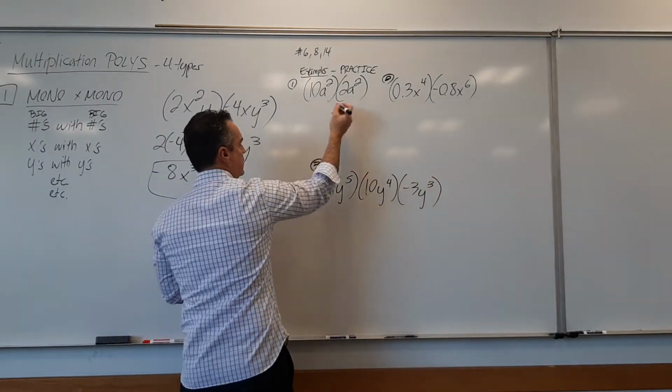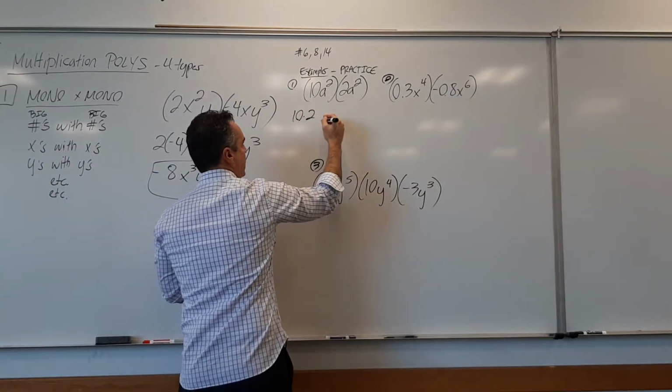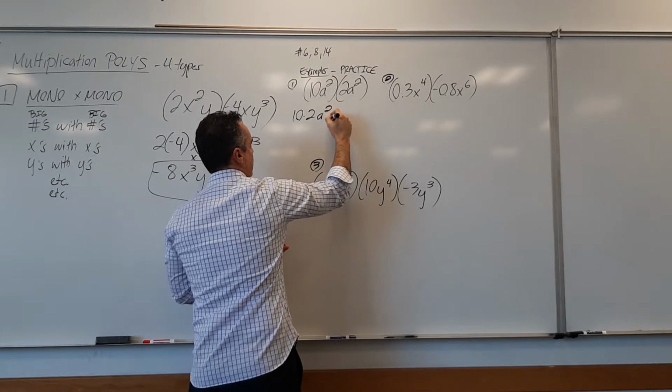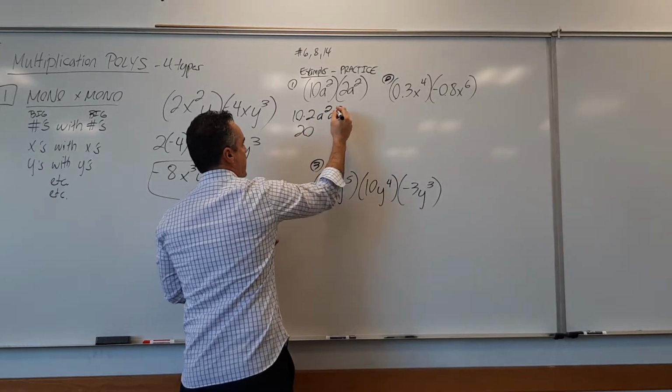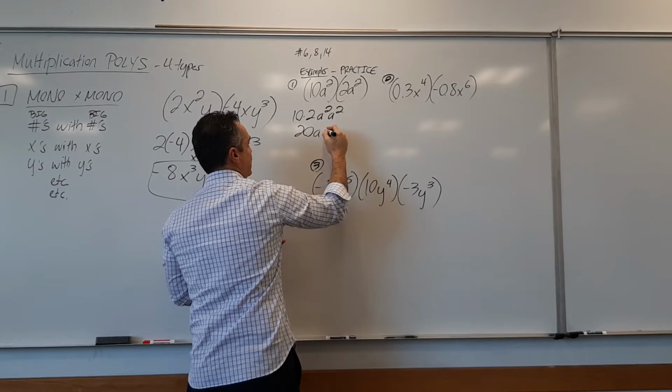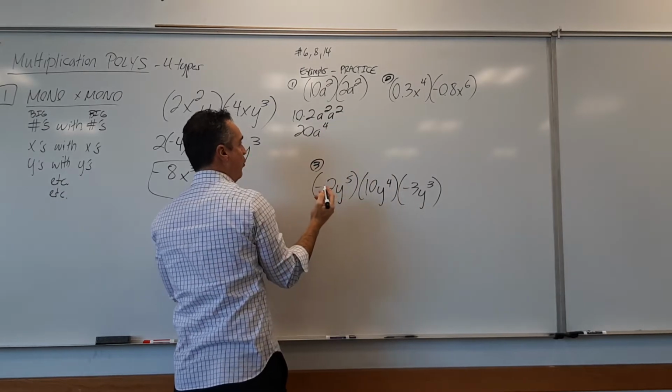So remember, numbers with numbers, we have 10 times 2. A's with A's, A squared. 10 times 2 makes 20. A squared times A squared makes A to the 2 plus 2, which is A to the 4th. Hopefully you got that right.